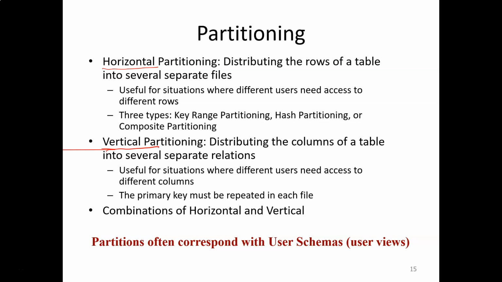For vertical partitioning, it's useful for situations where different users need to access different columns. For example, your human resource manager may need to see certain fields, and your business manager may need to see certain fields. When you do vertical partitioning, you need to duplicate the primary key in both partitions, because when you break the table into two vertically, the primary key is only in one of the partitions, right? So what you need to do is duplicate the primary key in the other partition as well.